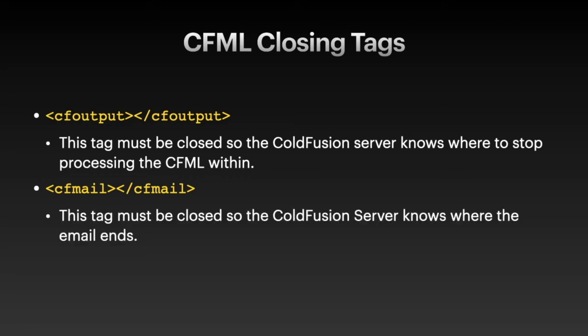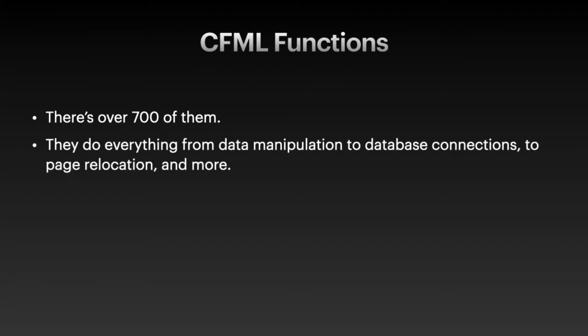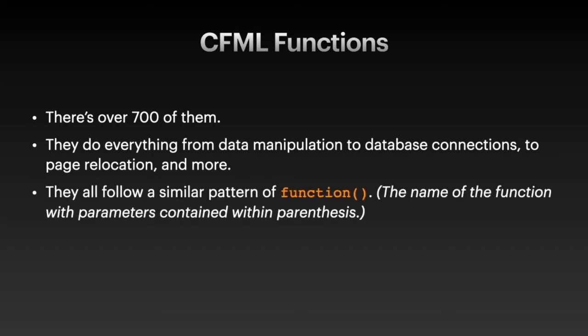But then you have other tags that don't need to be closed, such as CF include. CF include is just include this file here, so that tag does not need to be closed. Let's take a look at some CFML functions. There are around 700 of them. They do everything from data manipulation to database connections to page relocation and much, much, much more. They all follow a similar pattern of function with parentheses, the name of the function with parameters contained within parentheses.